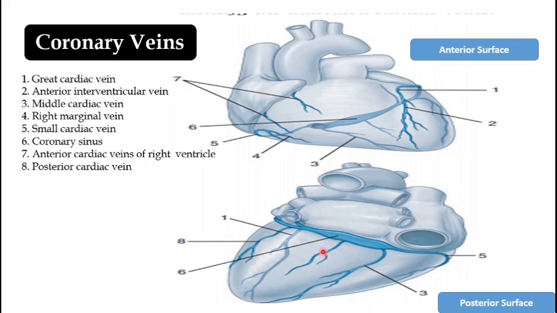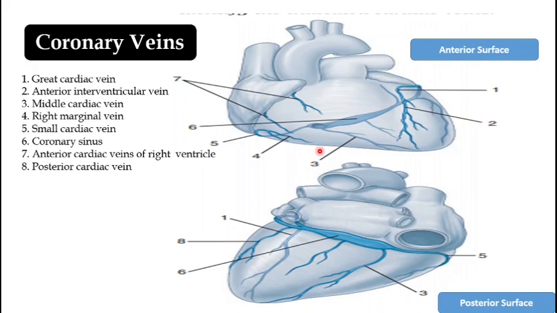So the rule is that the deoxygenated blood from different coronary veins first drains into the coronary sinus, which is the largest vessel of the heart, and then from the coronary sinus this deoxygenated blood goes into the right atrium. The right atrium is the chamber of the heart which receives the deoxygenated blood from all of the body and also from the coronary veins. So it means that the right atrium is receiving the deoxygenated blood from the heart by the coronary sinus.